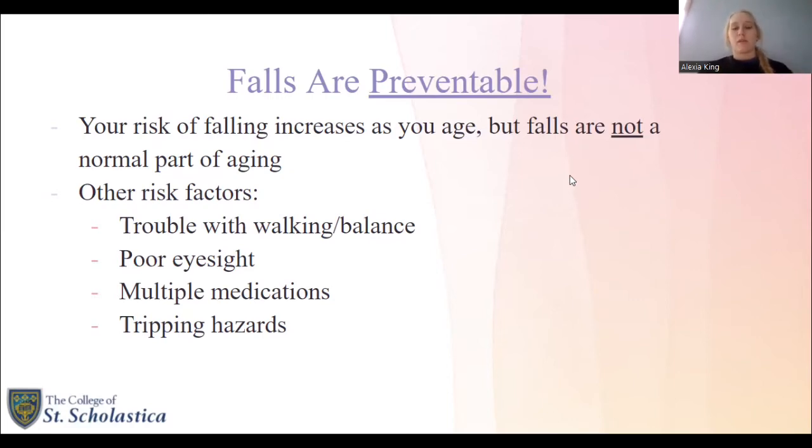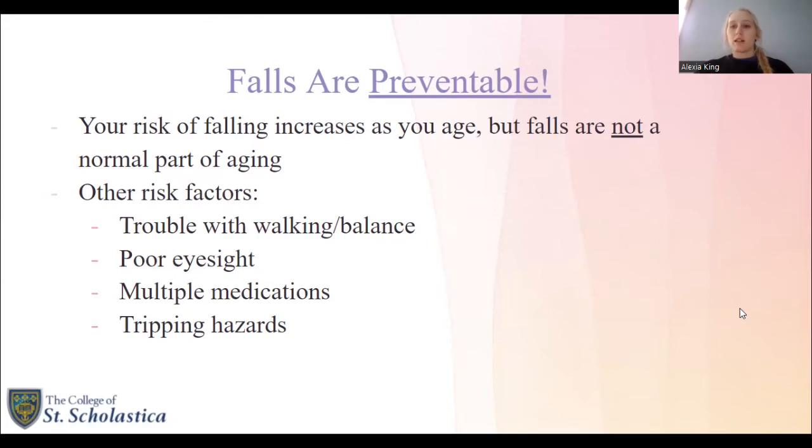And I've got a couple of them on the screen here. So these are the four more common risk factors for falling, and I'll just go through them. The first one is trouble with walking or balancing on your own. In this case, assistive devices such as canes and walkers are helpful to reduce that risk of falling. And when applicable, you could have someone walking with you, such as an aide or a nurse or a family member, just to have another person there to ensure your safety.